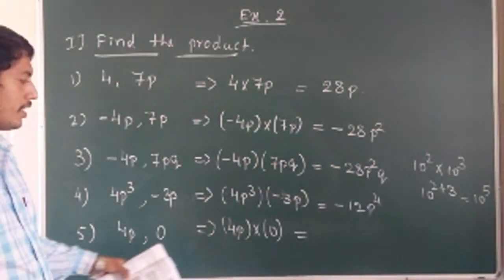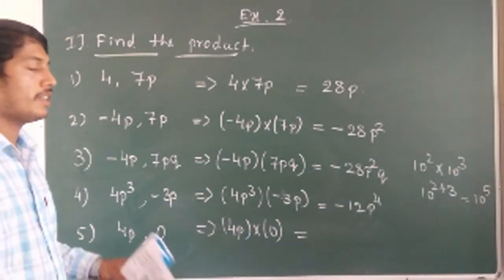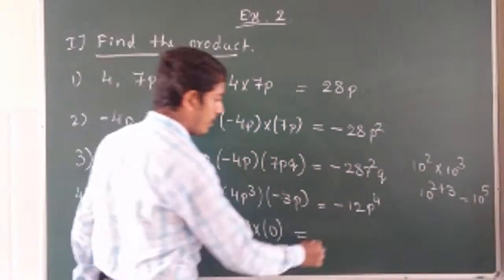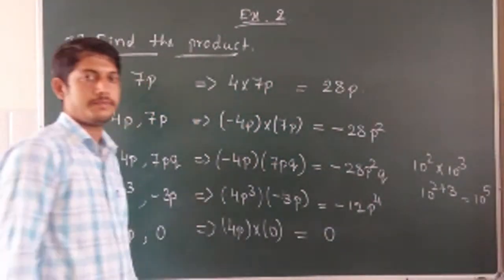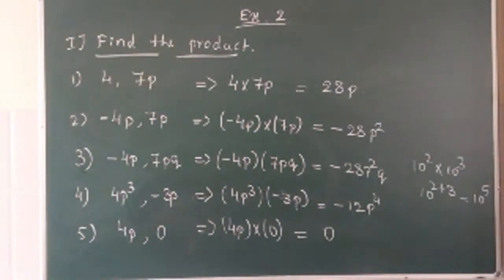In the next term, 4p into 0. And we know that 0 into anything is 0. That's why I write that answer as 0. Just look at the steps.